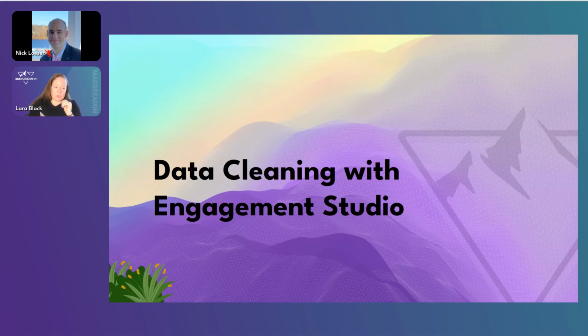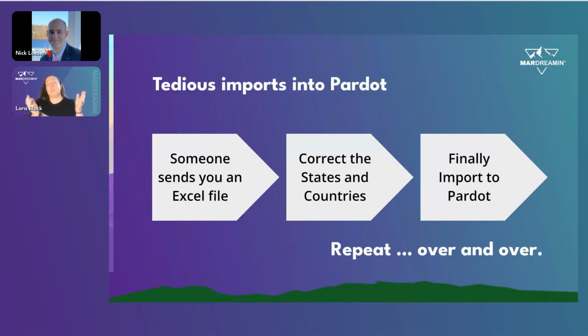So data cleaning with Engagement Studio. This really stems from what I call Laura hates to do things over and over and over again. So really common scenario, someone sends you an Excel file, they're like, hey, get this into Pardot. We're going to want to nurture them, or we're going to go to an event. Here's the list of people we need to invite to meet us at the event. So what you have to do every time you get one of these Excel files is you have to look it over, correct the data, most commonly states and countries. Maybe you have some other tedious fields you always need to be filled in. But you have to do this data correction before you can import it to Pardot. Otherwise, your system is all out of sync. And if you wanted to send an email to everybody in Florida, you have to create a really tedious list or do data cleaning later.